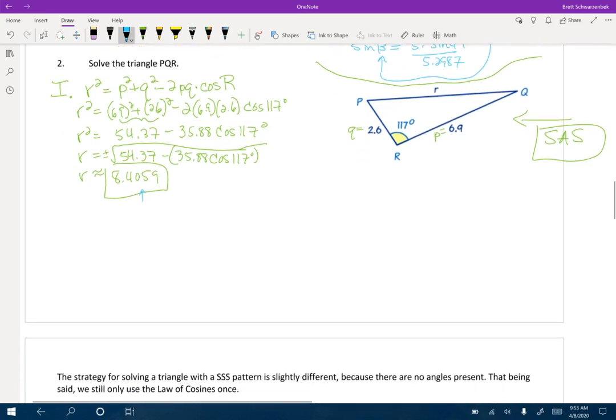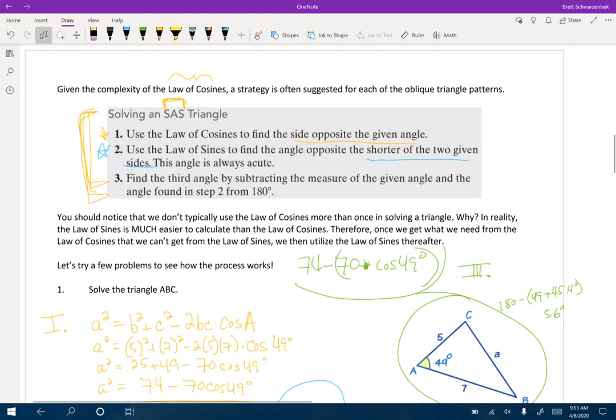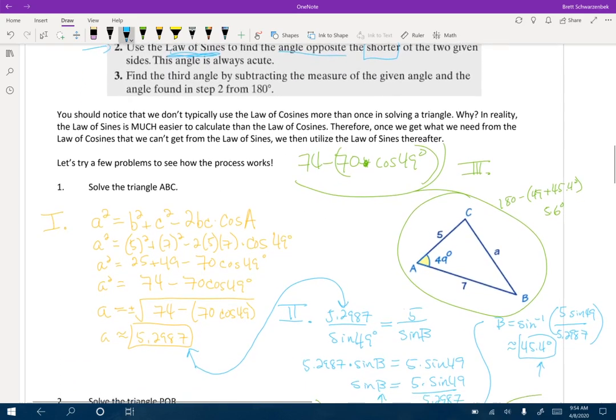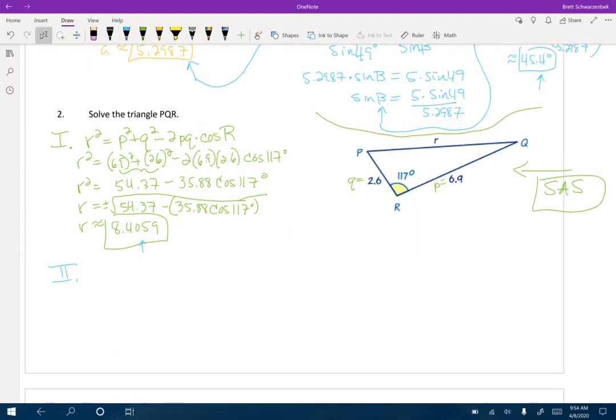Okay, step 2. Remembering what we have to do here. We have to use the law of sines to get the angle opposite the shorter of the 2 remaining sides. If you look at the 2 remaining sides, the shorter one is 2.6. So we need to find Q. How do we do that? We need to first find an angle and a side opposite it that are provided.